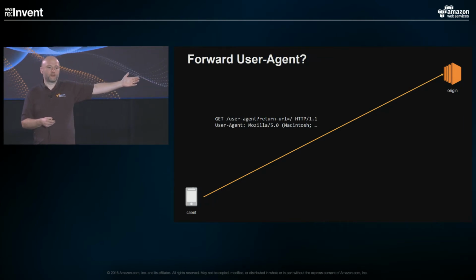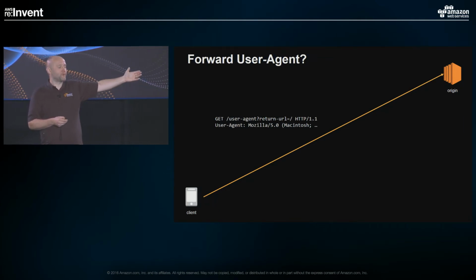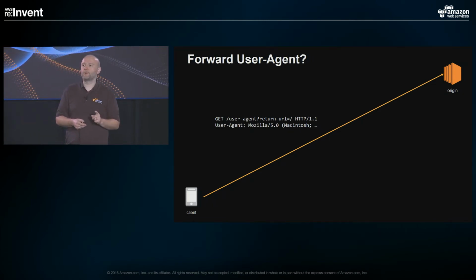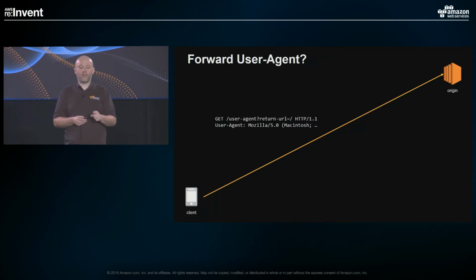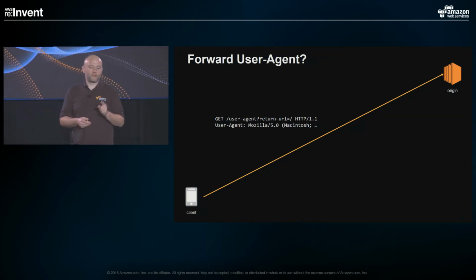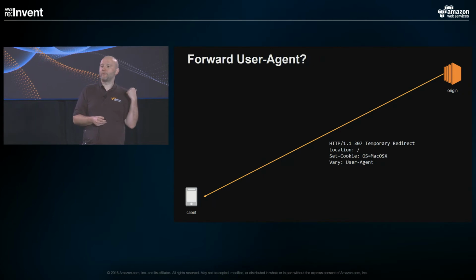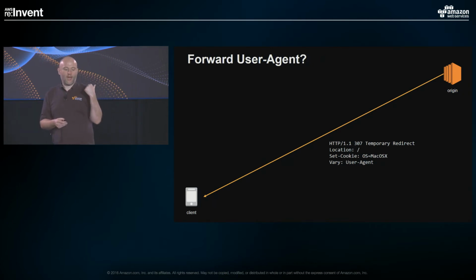For that user agent URL, I've defined in CloudFront to actually forward the user agent string. Now, I'm only forwarding the user agent string for that particular URL because I need it in the server to be able to define and set my cookie. So the origin now, the web servers, have that user agent string. It can inspect it, extract the information it wants, and then it can send a redirect back to where the client came from and set a cookie.